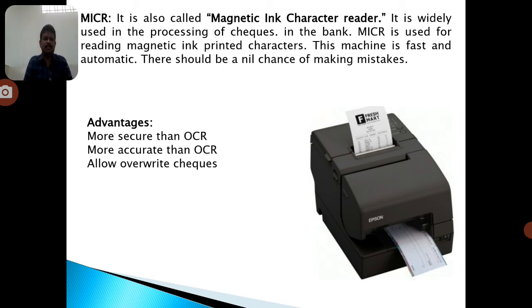So the advantage of this MICR is that it is more secure than OCR. OCR we will discuss as the next point. It also allows override checks. Duplications are avoided with the help of this magnetic ink character reader. So this device is especially used in banking sector transactions.